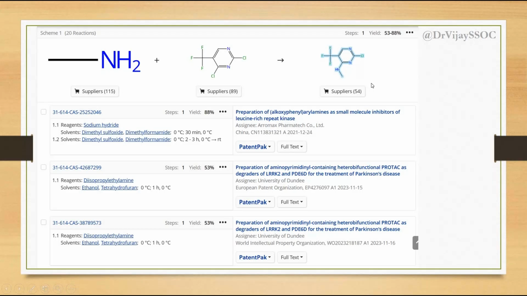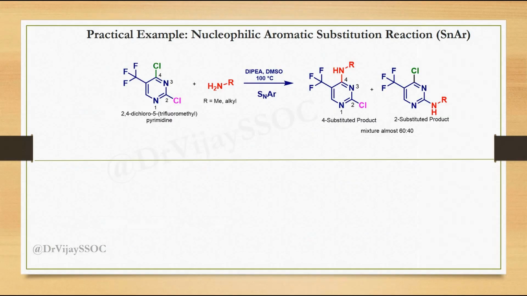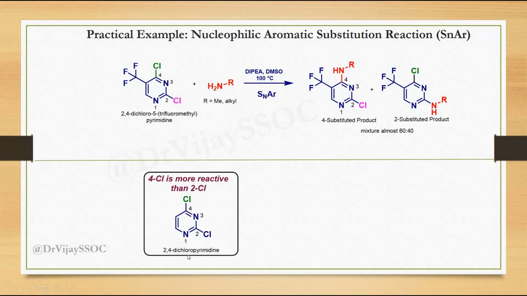But when you do this reaction in your lab, you have to characterize which one is the 4-substituted and which one is the 2-substituted. So let's move further. If you take 2,4-dichloropyrimidine and do the same reaction, you will get exclusively, or we can say predominantly, the 4-substituted product, because 4-chloro is highly reactive compared to the 2-chloro.